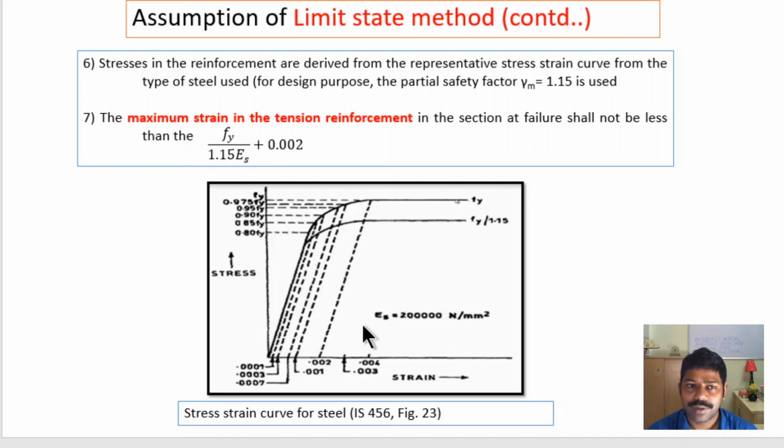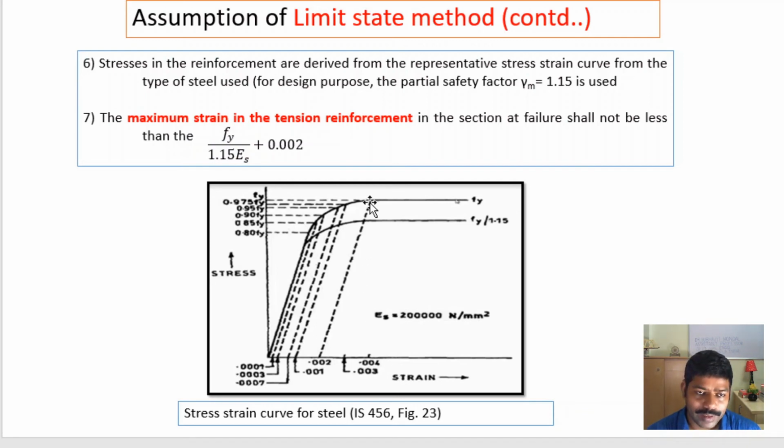So how is it coming? This is the strain value. If we draw one vertical line from here, we will find it intersecting here. It is saying that the strain should not be less than this value. It should be more than that, so that there will be sufficient displacement, so that the occupant can have a warning before the failure.